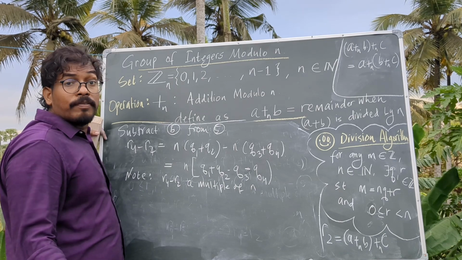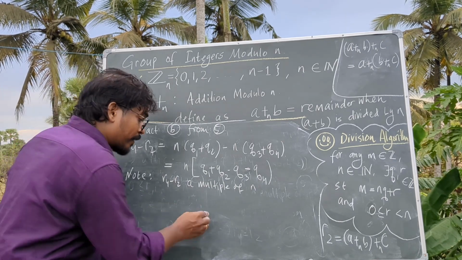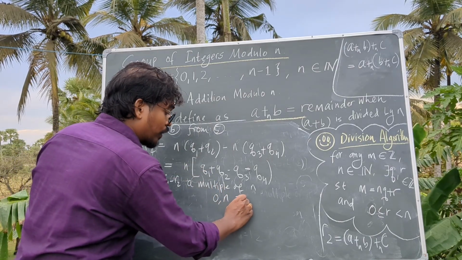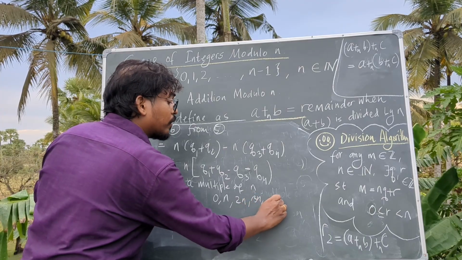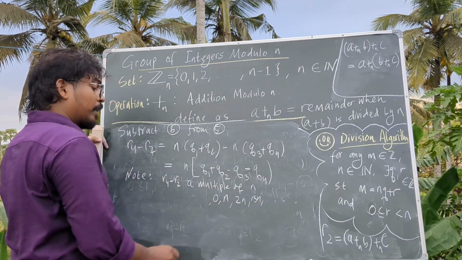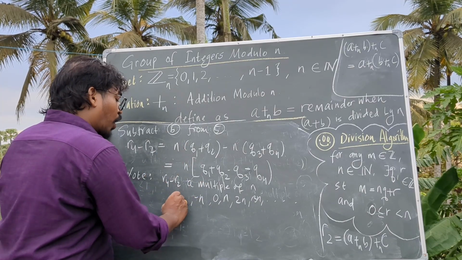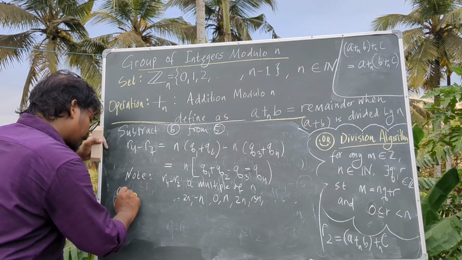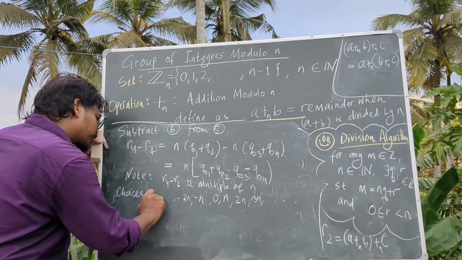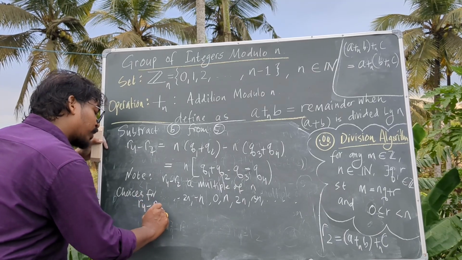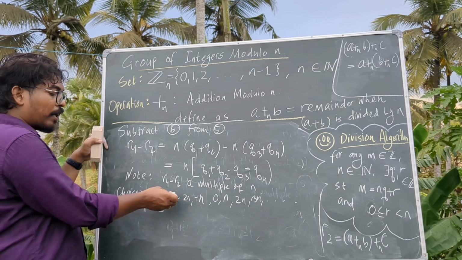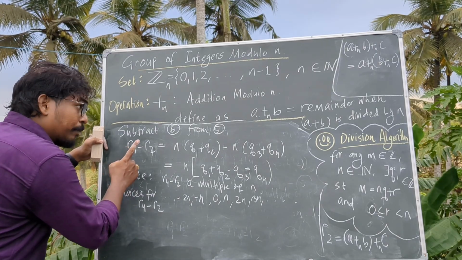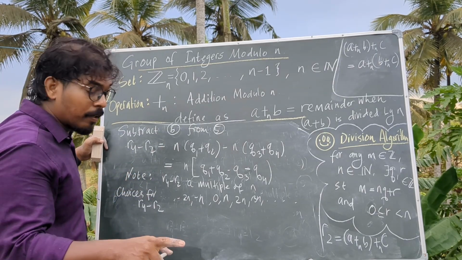And what are multiples of n? Multiples of n are either 0 or n, 1 times n, or 2 times n, or 3 times n, and so on on the positive side. On the negative side we have minus n or minus 2n, and so on. So these are the choices for R4 minus R2. R4 minus R2 can be any one of these numbers, and remember R2 and R4 are remainders.